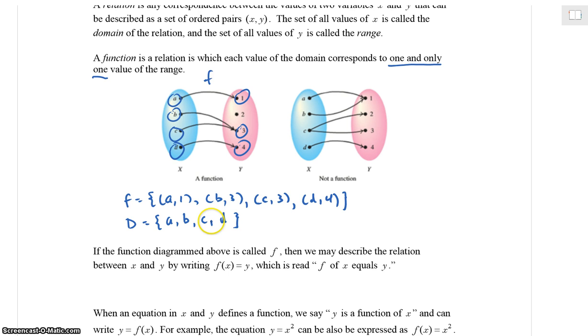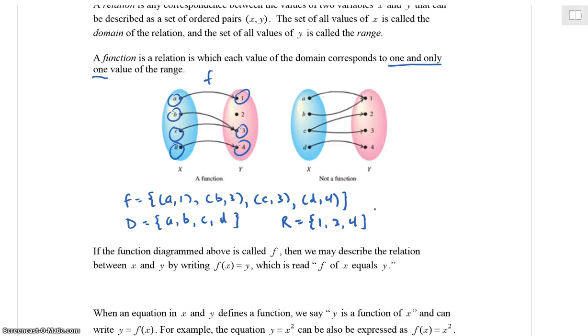The range, which we'll call R, would be the set of all y coordinates of the ordered pairs in our relation. So that would be the set 1, 3, and 4. And notice we don't include 2 because 2 did not correspond to any of the elements of set X, A, B, C, or D. So 2 is not included in the range of the function.